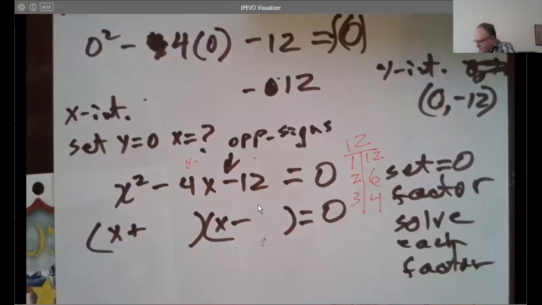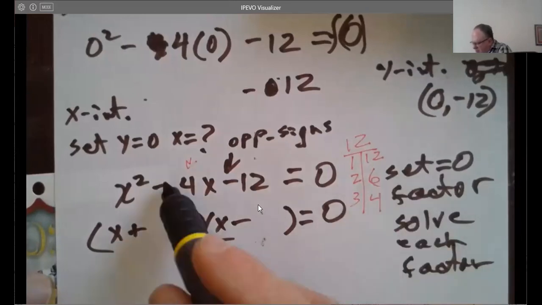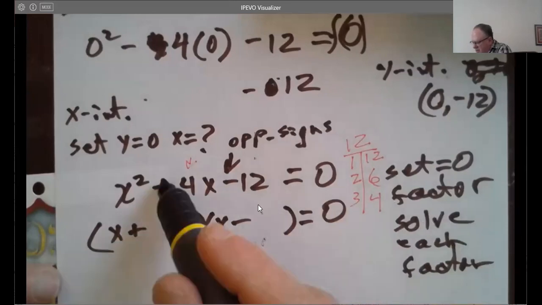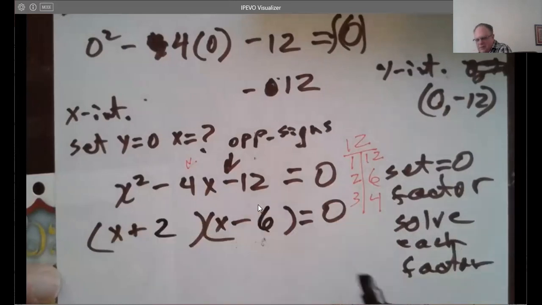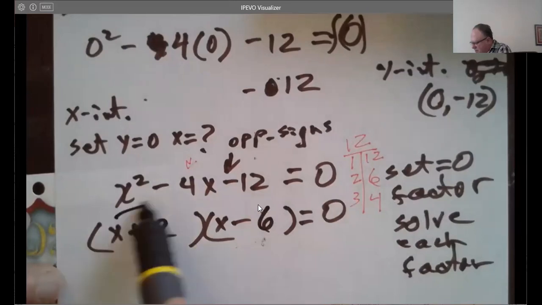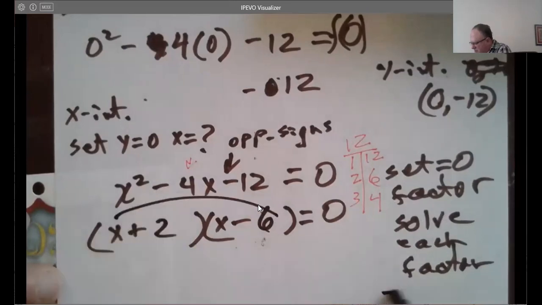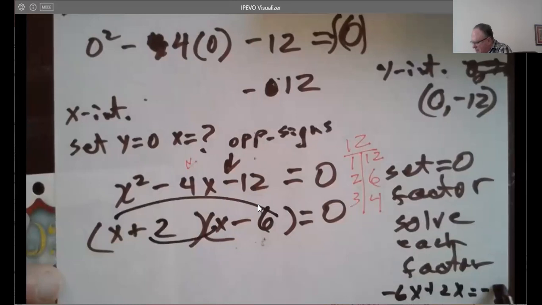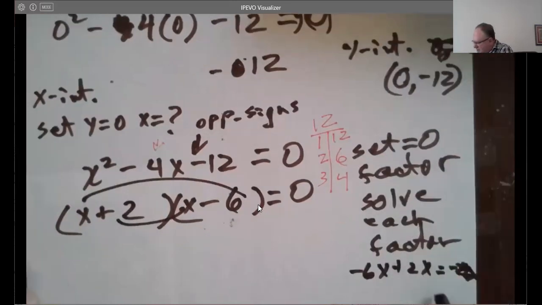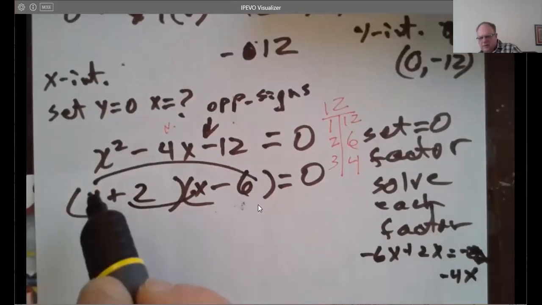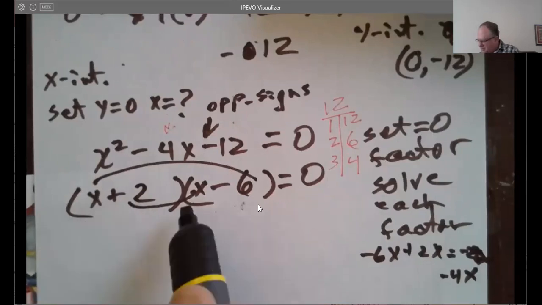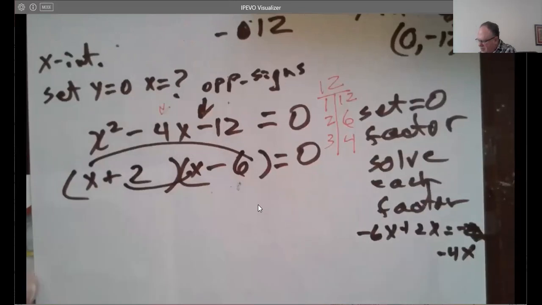Okay, so, but the larger one's got to be the negative, because when you go to FOIL it, you have to come up with a negative. So if you put 6 in here for negative and 2 for the positive, and check the two outer terms, x times negative 6 is a negative 6x, and 2 times x, that's plus 2x, you get negative 4x, and it checks, negative 4x. So you always want to check your factoring, because if your factoring's wrong, then what happens to your solution? Your solution's wrong too, right?